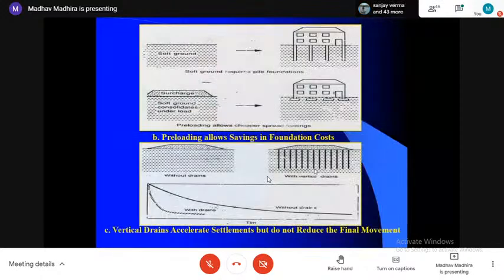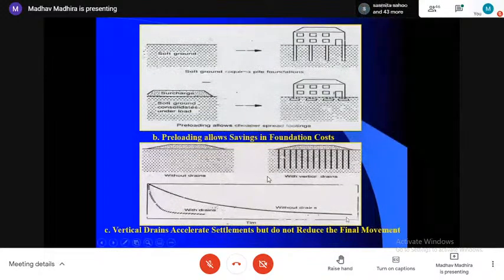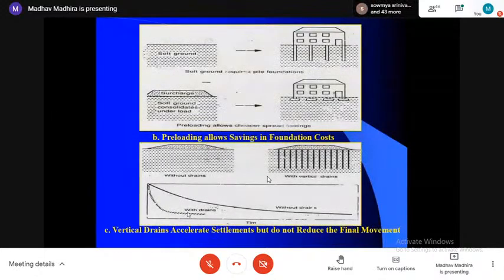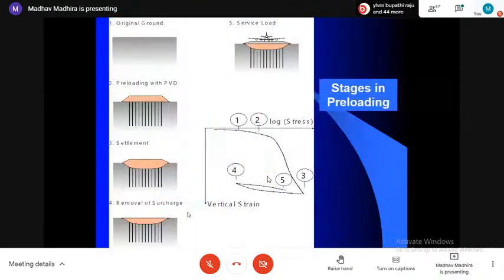And here is the bottom one, which would have had a long time for consolidation. With drains, you probably will achieve within 90 to 120 days all the settlement that you expect. These are the simple stages in preloading with vertical drains.